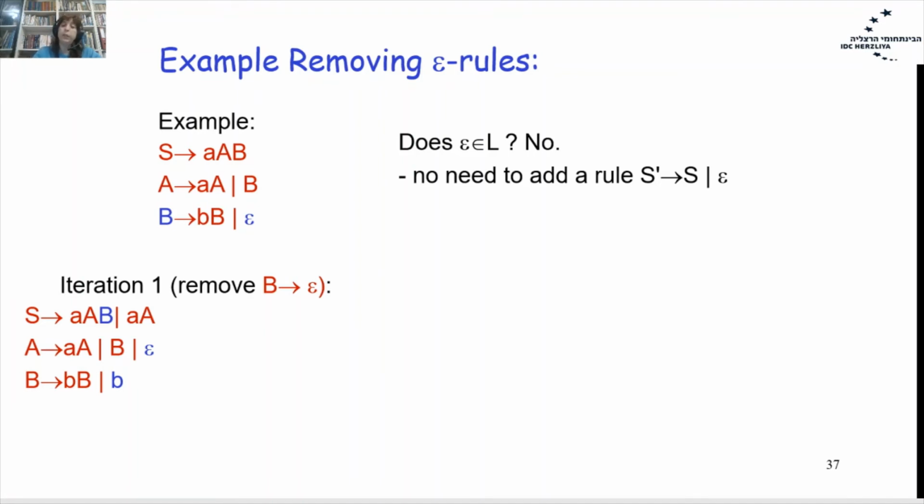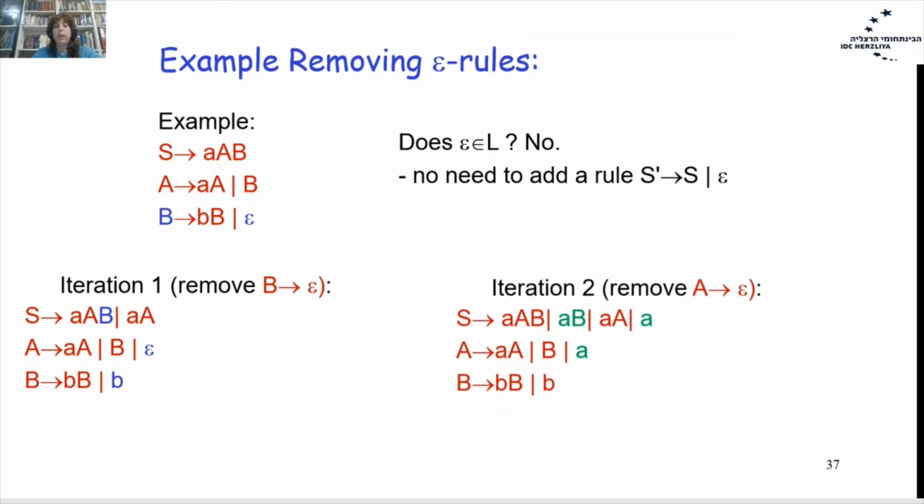But now after eliminating the rule B derives epsilon, we have an additional epsilon rule. And now during the second iteration, we will remove this rule. So we will replace A at the right hand side with an epsilon. So once again, we should start with taking all the rules where A was at the right hand side. And we will replace A in the rule S derives small a AB. And we will add at the right hand side B, where the variable A is replaced by epsilon.